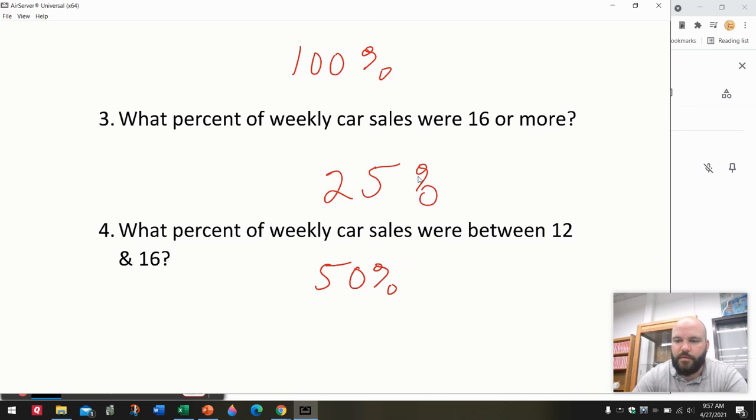There's a quick overview of what a box and whisker plot is. This is the first of a couple videos I'm going to make.